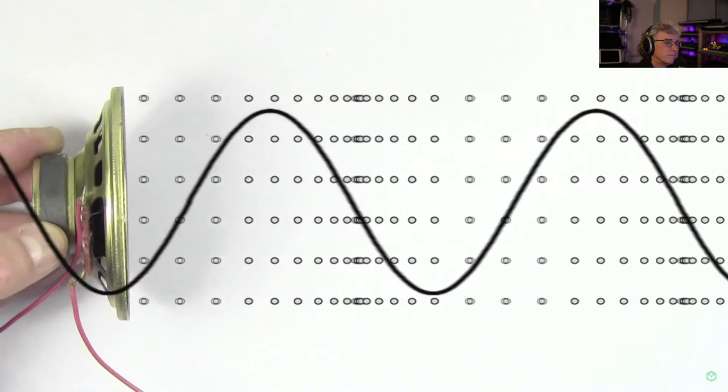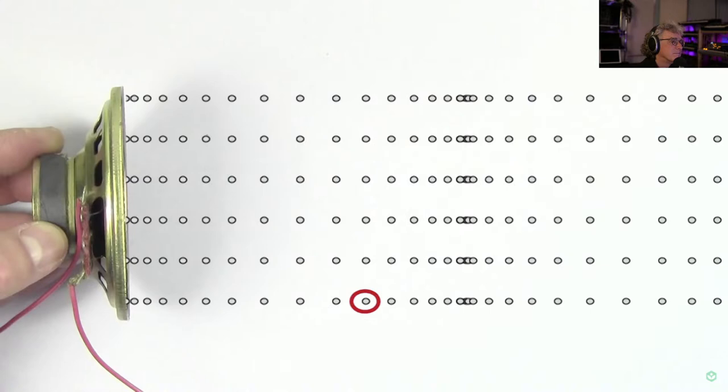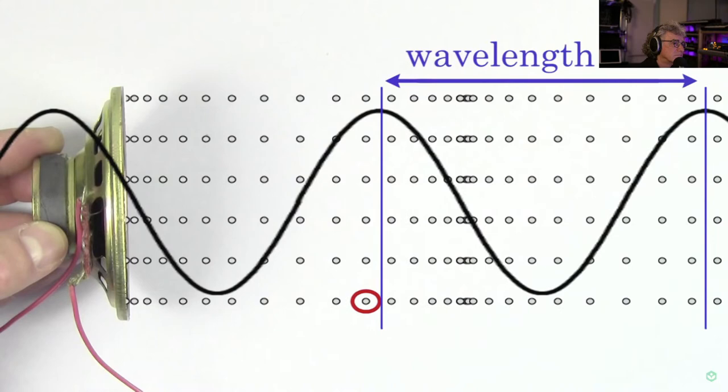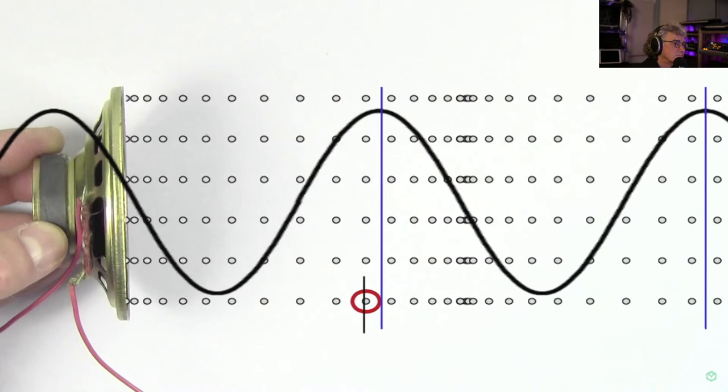To figure out a formula for the velocity of a sound wave, let's look closely at what's happening here. Watch one of the air molecules. It takes one period for this molecule to move back and forth through a full cycle. During this time, the wave shape has moved forward one complete wavelength. This is because the wave has to overlap with its initial shape after one period, because the molecule has to be back where it started after one period.